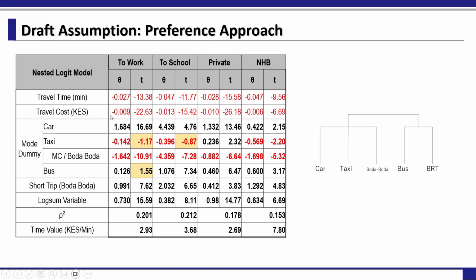Compared with the following parameter, the travel times, the parameter of the travel times and the parameter of the travel cost differ by about 3 times. So from this result, the time value for work trips is nearly 3 cents per minute. It means 180 cents per minute.